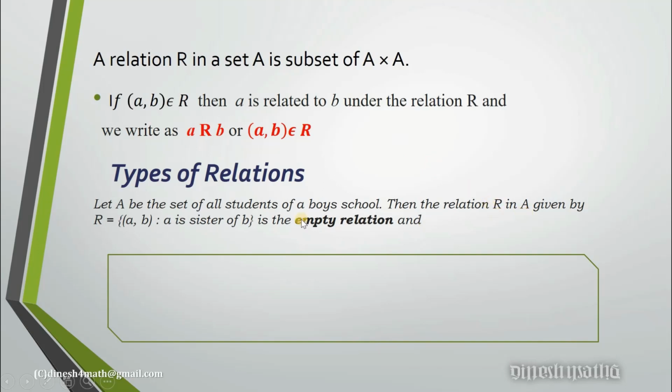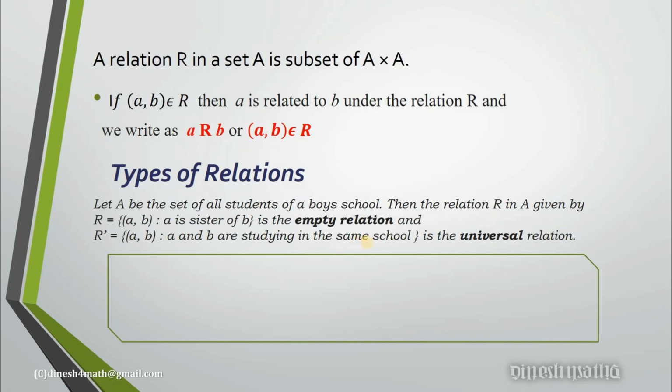So here a relation is defined on the set of boys of a school, and the relationship is: A is sister of B. If you take any two boys of the school, none of the boys will be a sister of the other boy. So it's clearly an empty relation. Now if I redefine another relationship on the same set A, the set of all students of a boys school, suppose the relationship is: A and B study in the same school. Whichever elements you take, all these boys will be in the same school. So we call it a universal relation.